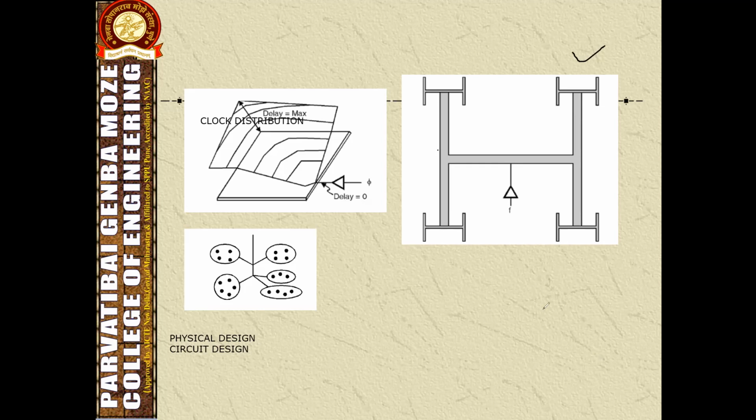Here, another figure shows the balanced tree clock network created by using placement and routing in an integrated circuit. In this case, clustering is used to guide the placement in order to minimize the clock skew and rebalance.